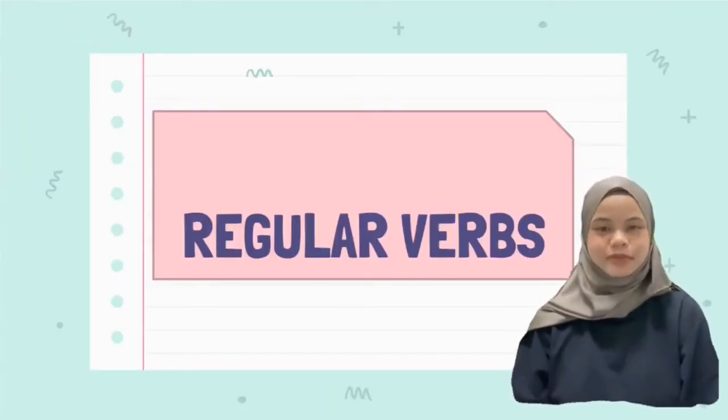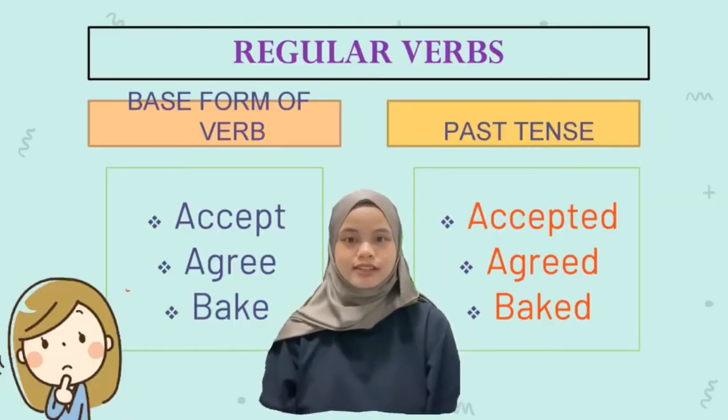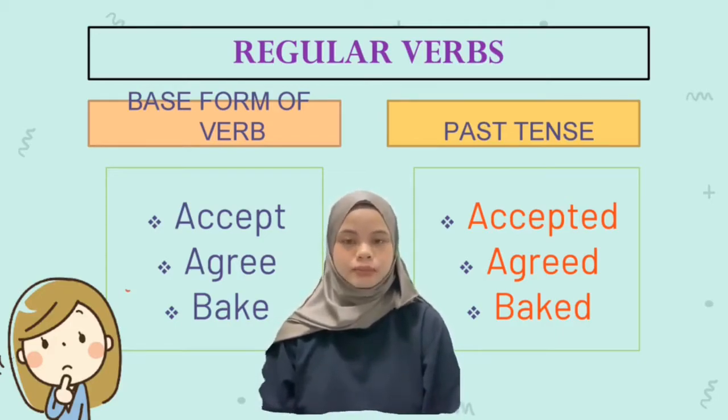Here are the examples of regular verbs. As you can see from these two boxes, we have the base form of the verbs and also its past tense. We added ed to the base form, hence accept became accepted, agree became agreed, and bake became baked.